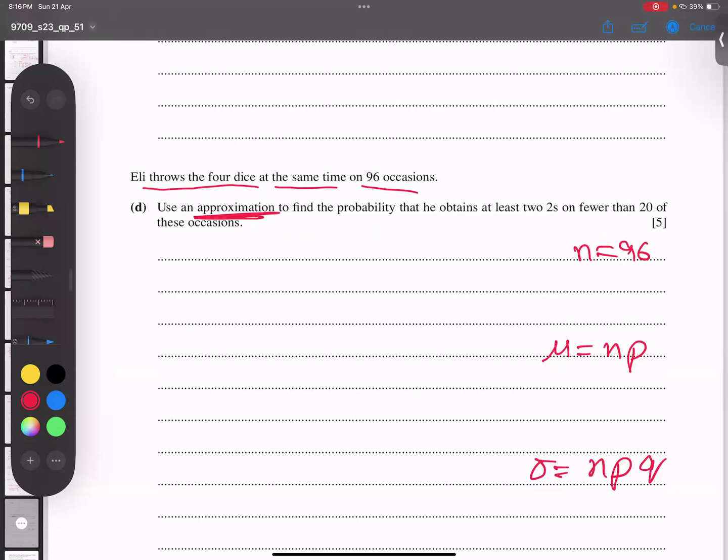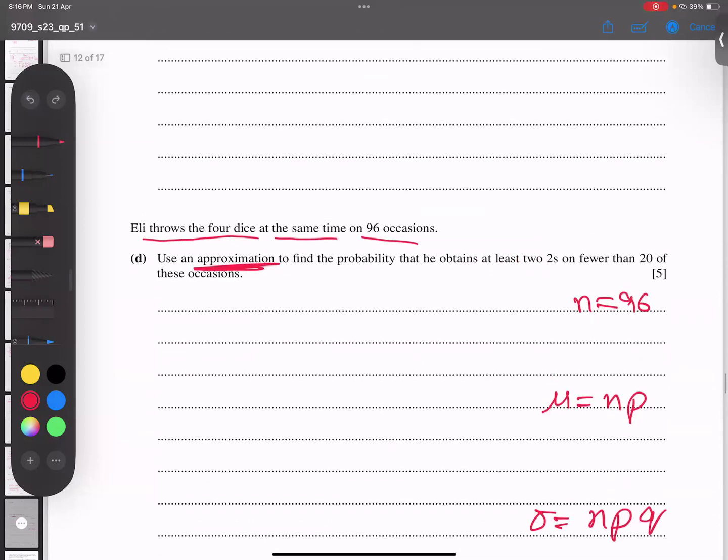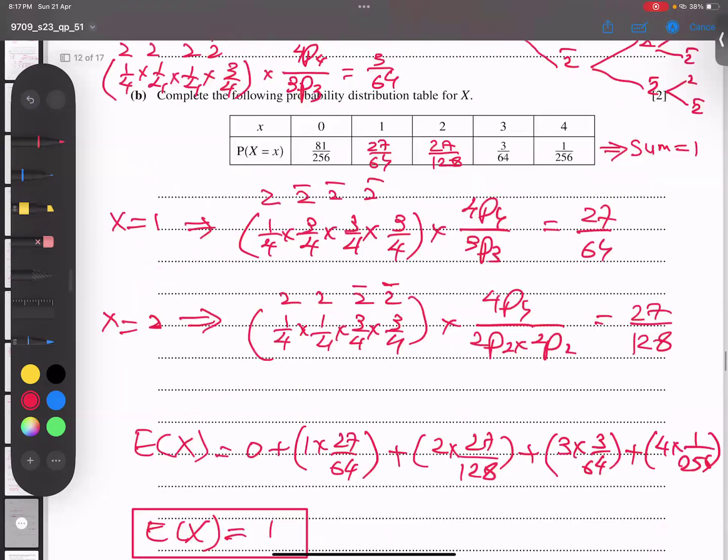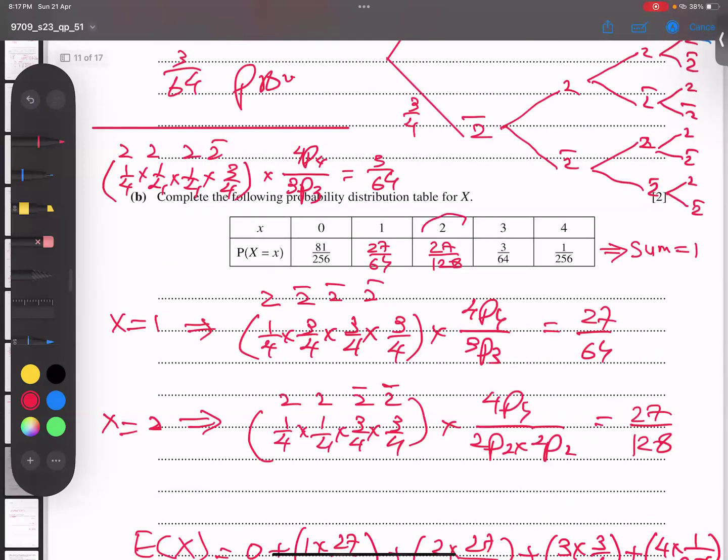Okay, what is he talking about? He's saying that he obtained at least 2 twos. Okay, at least 2 twos. What does at least 2 twos mean? At least 2 twos means 2, 3, and 4 twos coming.